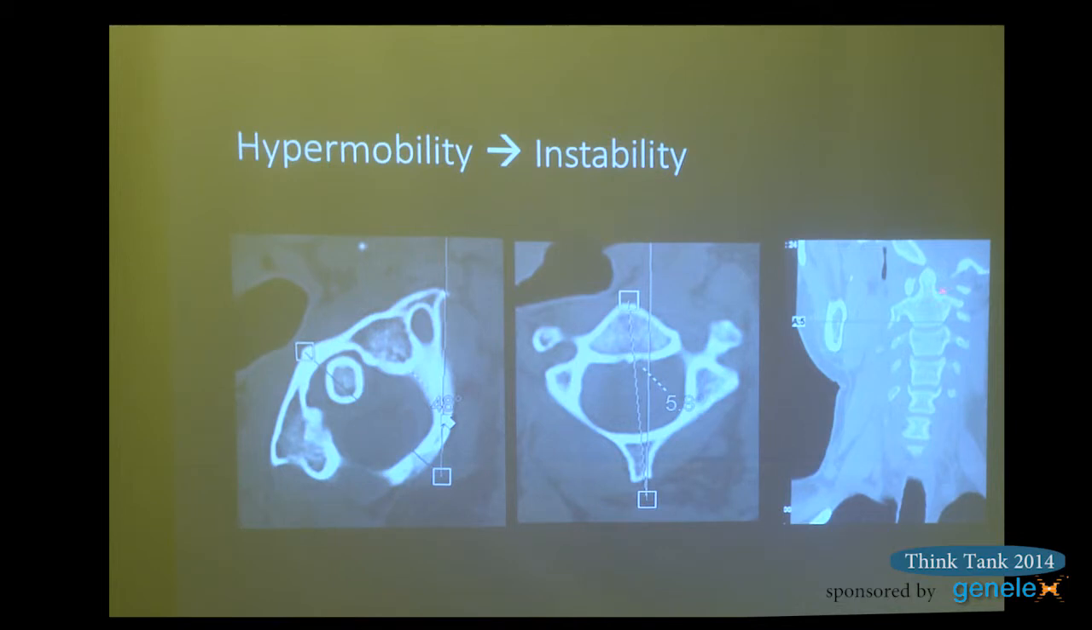This is the sides of C1. That's this piece here that we're looking at. And between C1 at 48 degrees and C2 on this projection, 5 degrees, that leaves 43 degrees rotation. Normal is said to be 37 degrees.